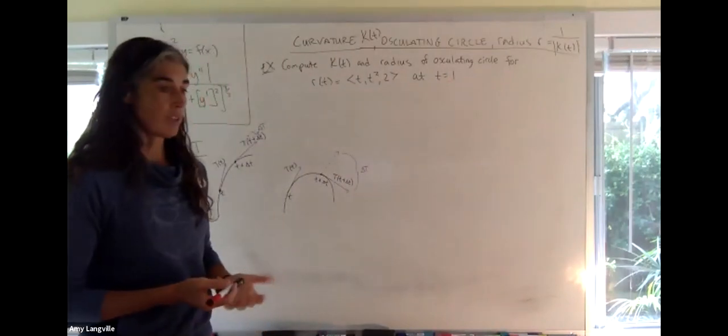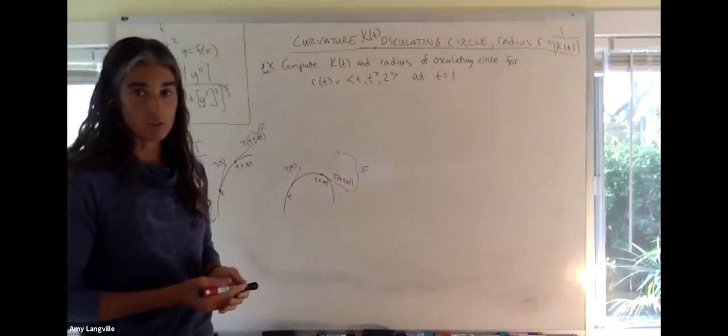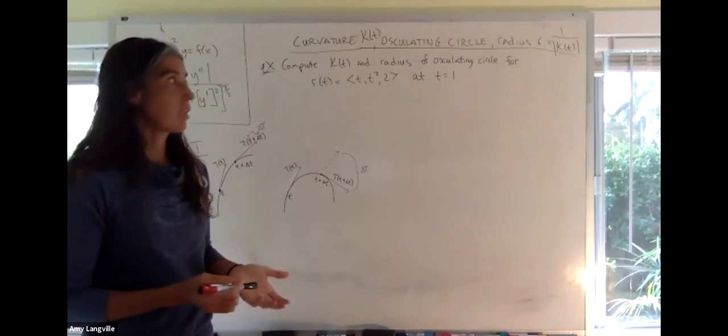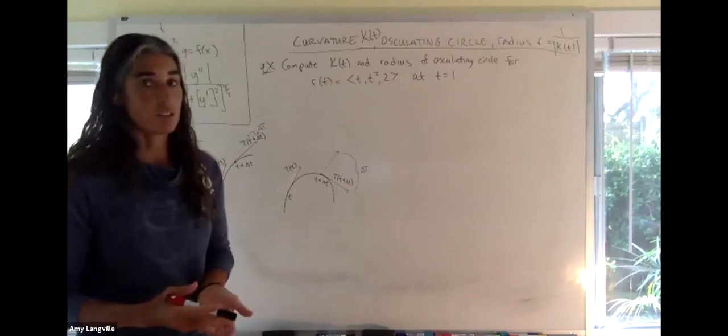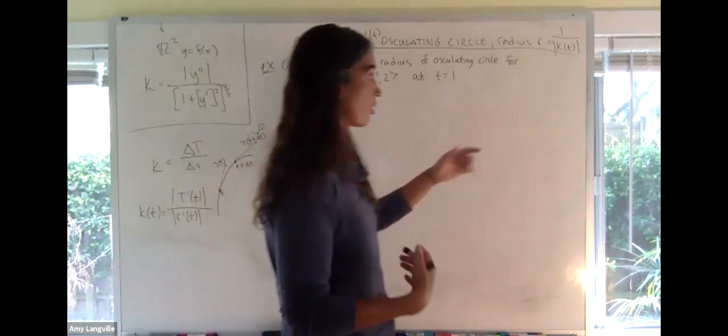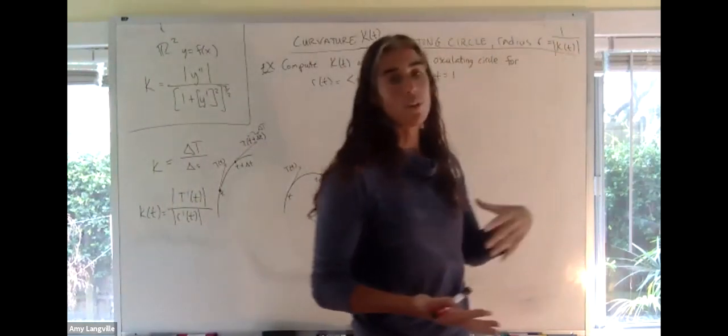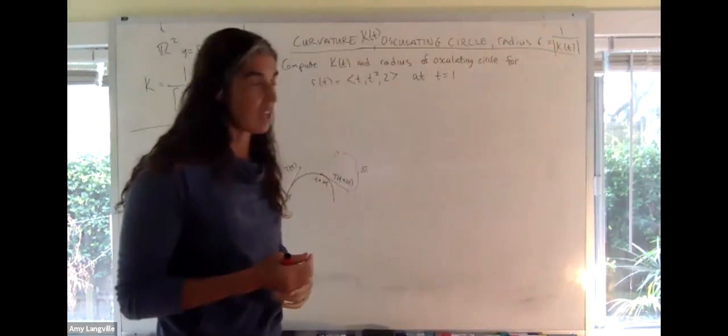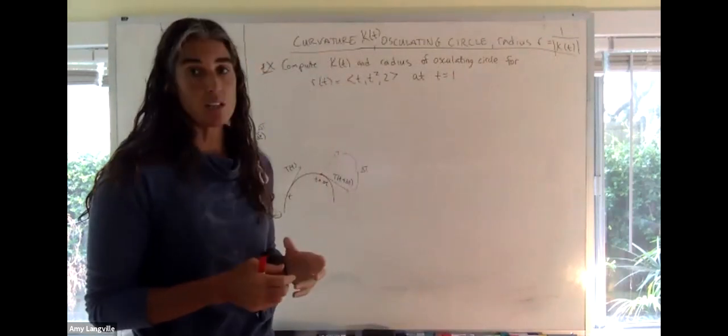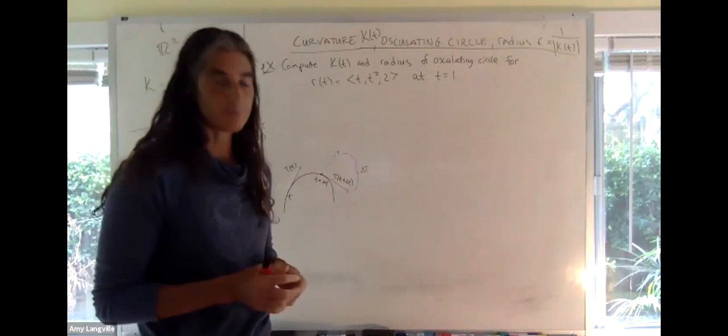We're also going to be able to calculate something called the osculating circle and its radius. It turns out that the radius of the osculating circle is inversely related to the curvature. Once you get the curvature, you take 1 over that, and that gives you the radius of this thing called the osculating circle.